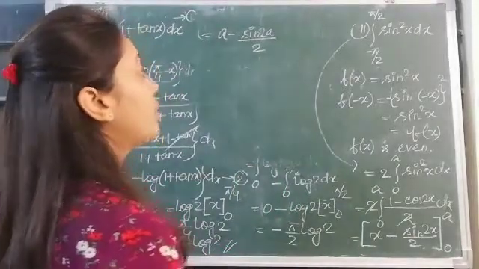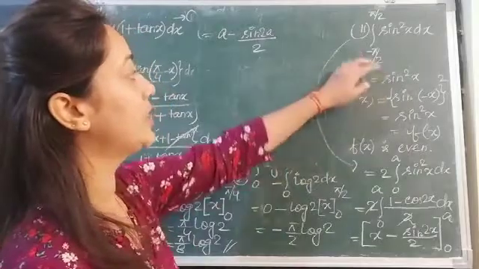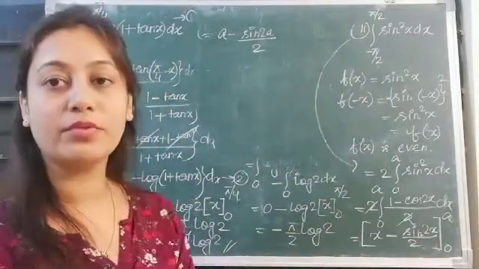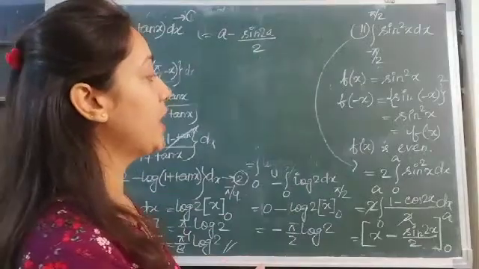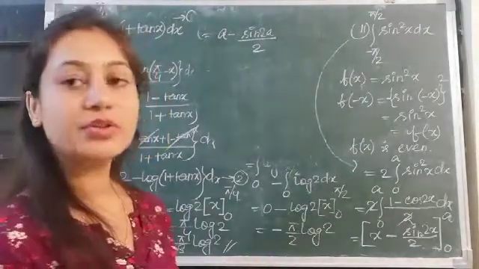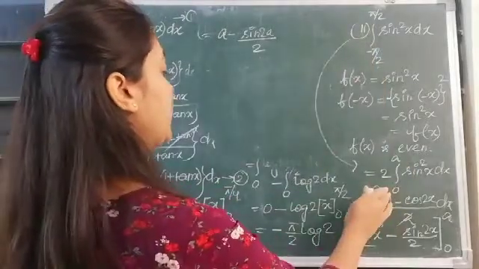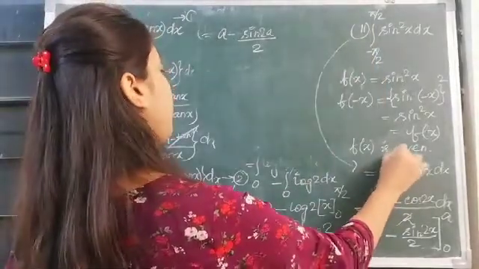Now here the value of a is equal to how much? The value of a is equal to pi by 2. See, the property was integral from minus a to a of f of x is equal to twice integral from 0 to a of f of x dx, provided the function is even, but the value of a is equal to pi by 2 here. So directly you can substitute here itself pi by 2.